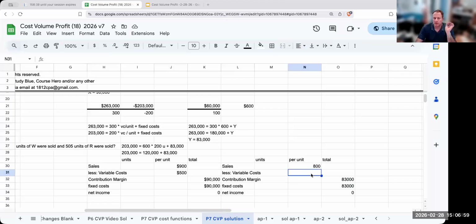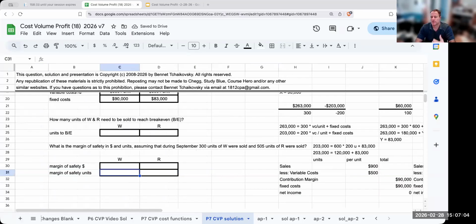So coming over here, my variable costs for product W now. If I come over to this part here, my contribution margin for product W must have been $400 per unit. That means, and remember, there's a relationship between all of these, that I must have had a contribution margin for 225 units. That means to reach break even, I have to sell 225 units of product W.